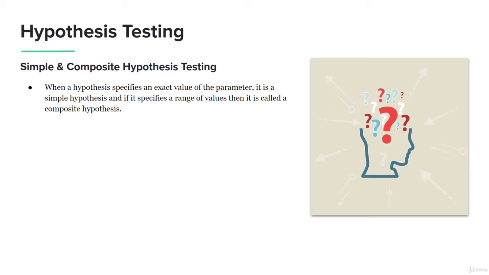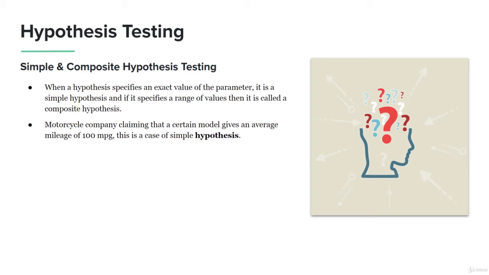And so, simple and composite hypothesis testing. In this particular situation, when a hypothesis specifies an exact value of the parameter, it is a simple hypothesis, and if it specifies a range of values, then it's called a composite hypothesis, right? Look at the difference there and understand that. An example here is a motorcycle company claiming that a certain model gives an average mileage of 100 miles per gallon, right? So the particular motorcycle is giving you 100 miles per gallon. That's the case here for the simple hypothesis.